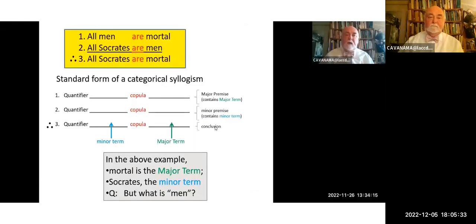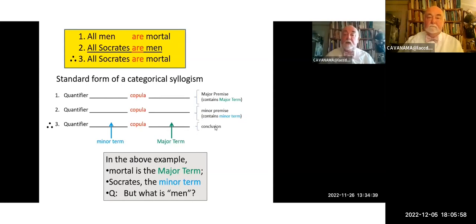Okay. Consider this famous example, the Barbara example. All men are mortal, all Socrates are men, therefore all Socrates are mortal. Now remember our standard form categorical propositions. They had a quantifier, a subject term, a predicate term, and a copula. So I've arranged the syllogism in this format as well.